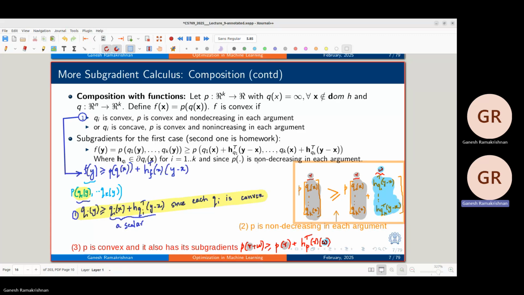Okay, so after this, what do I do? Since P is convex and it also has subgradients, P of R plus W is greater than or equal to P of R plus HP transpose, evaluated of course at R, with W. So let's just write it in terms of R. I'm just going to reword this: P of R plus W is greater than or equal to P of R plus HP transpose with W.